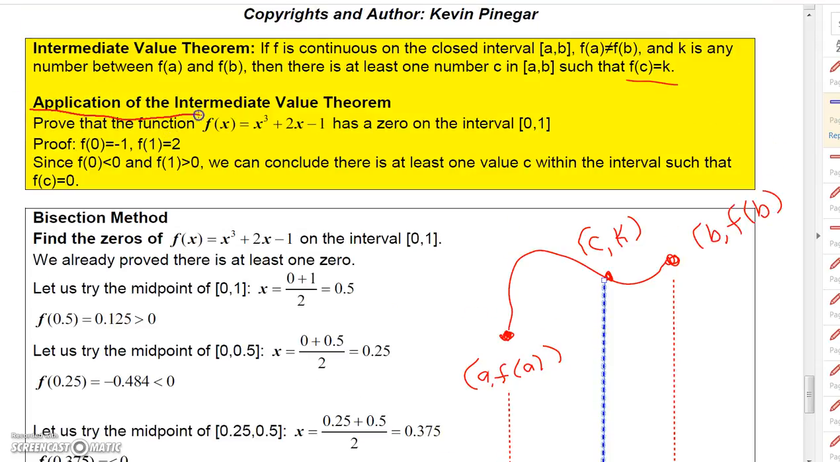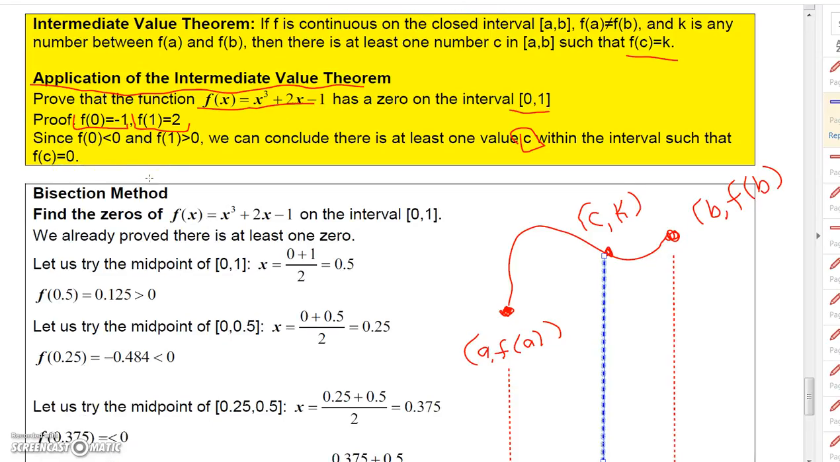Okay, so let me show you an application of the intermediate value theorem. It says, prove that this function has a 0 on the interval from 0 to 1. Well, we know the function is continuous from 0 to 1, so that takes care of that. And notice if you evaluate the function at 0, you get a negative number. And if you evaluate it at the other endpoint, you get a positive number. Since f of 0 is negative and f of 1 is positive, we can conclude there's at least one value c within the interval from 0 to 1 such that f of c equals 0.